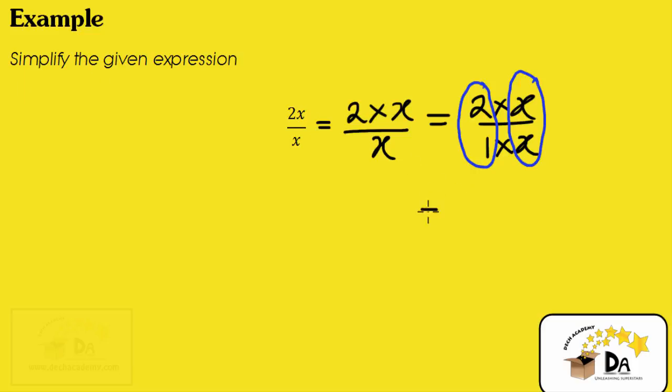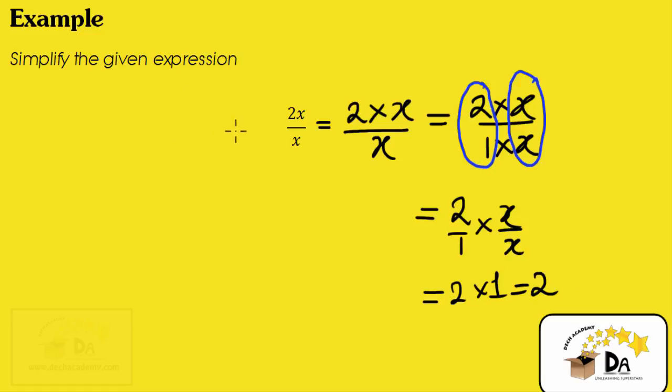And this gives 2 over 1 times x over x. As you know, x divided by x is 1. And 2 over 1 is 2. 2 divided by 1 is 2. So this is the same thing as 2 times 1, which is 2. So that's one approach.